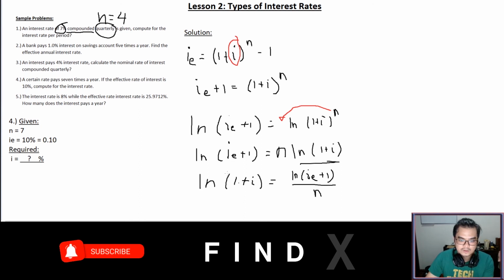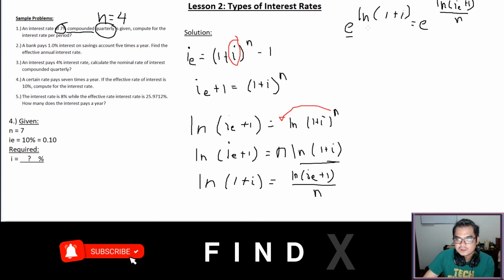So we're not yet done. We have to get i. We have to isolate i. Therefore, we have to take the exponential of both sides, which is the e. Okay, so taking e of both sides, you will have here e raised to ln(1 + i), and this is equal to e raised to ln(ie + 1) all over n.